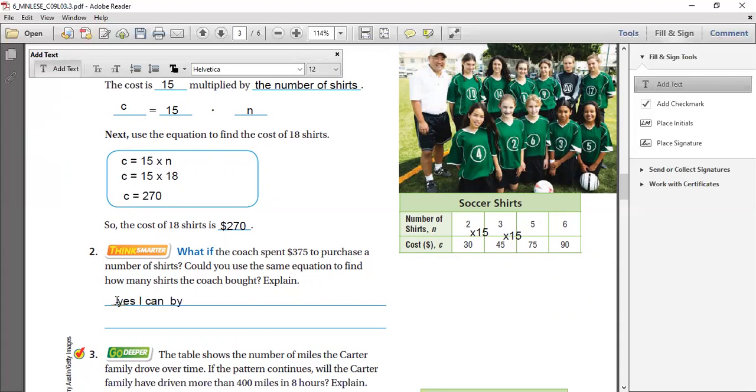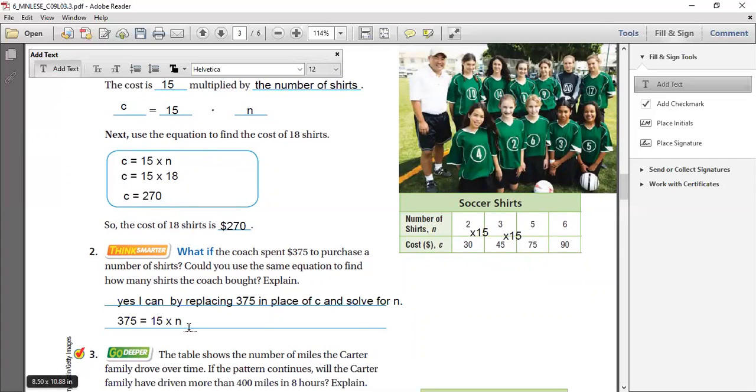by substituting, meaning replacing. Okay, I will use the easy word here. By replacing 375 in place of C and solve for n. So what you need to do here is, in the same equation, in place of C, because that's the total cost, he spent 375, so you can put 375. I will show you how. So your equation is going to be 375 equals 15 multiplied by n.